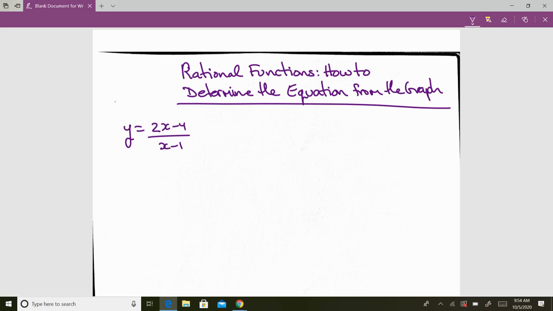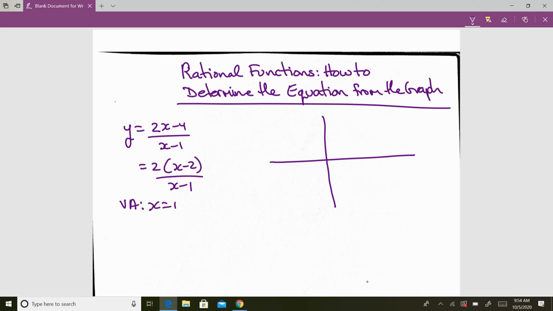And I asked you to sketch this. What's the first thing you would do? Factor out a 2 from the top. Minus 2, that is minus 1. Okay, nothing cancels, right? Everybody agree with that? Okay, so if nothing cancels, we can determine the vertical asymptote. How do you figure out the vertical asymptote? What makes the denominator 0? In this case, x is equal to 1.